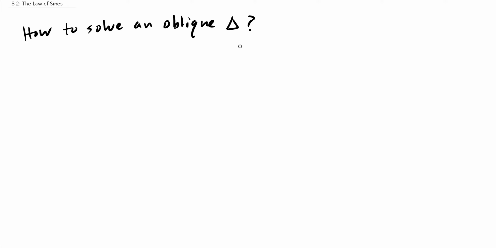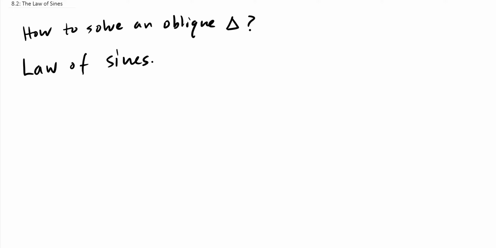And all we have done so far is learn how to use sine, cosine, and tangent within a right triangle. Now the question we're going to answer today is how to solve an oblique triangle. And that can be done by using what we call the law of sines.